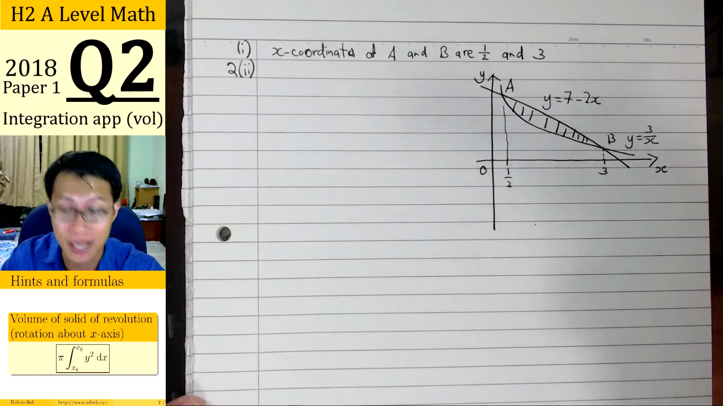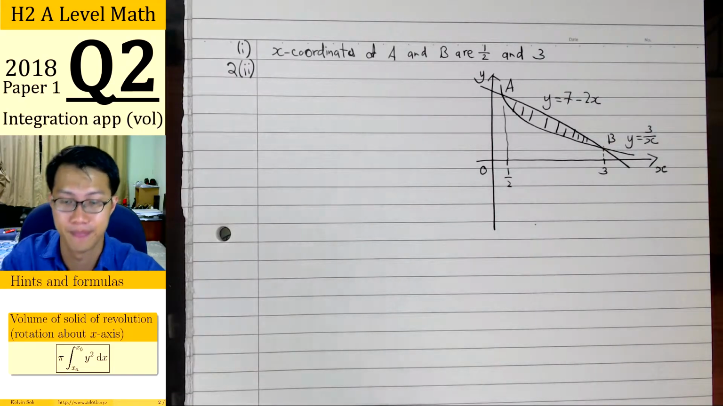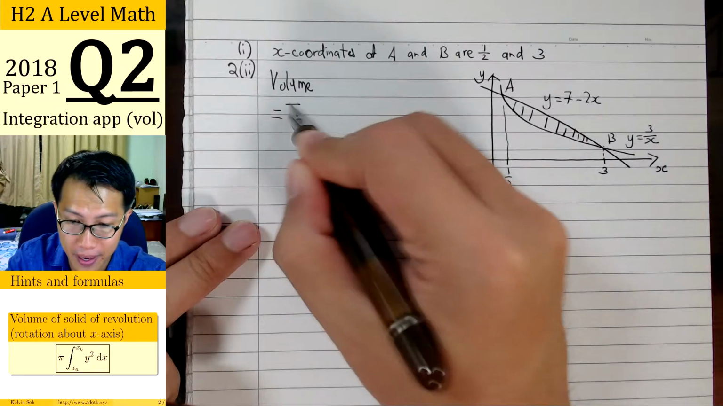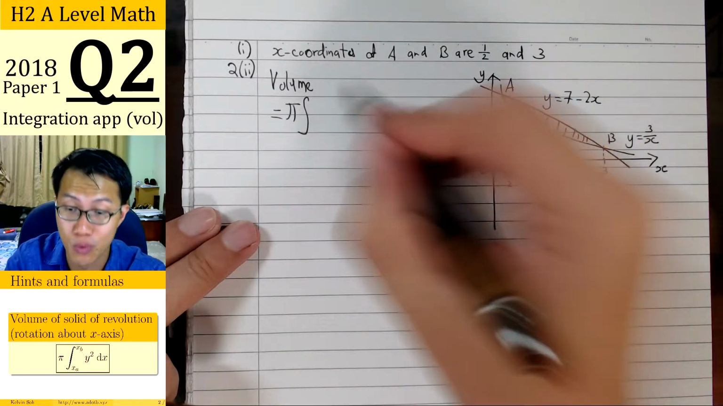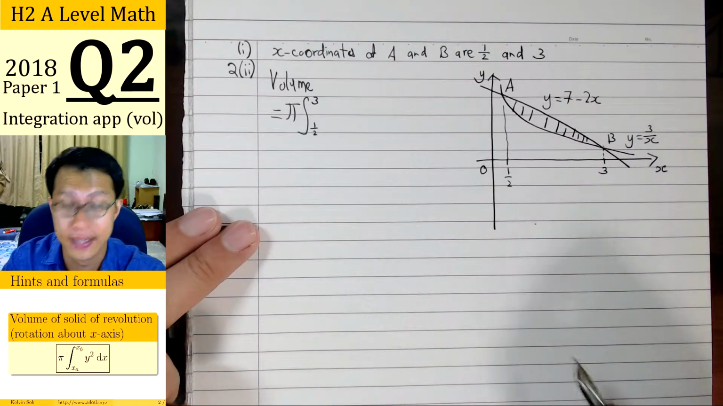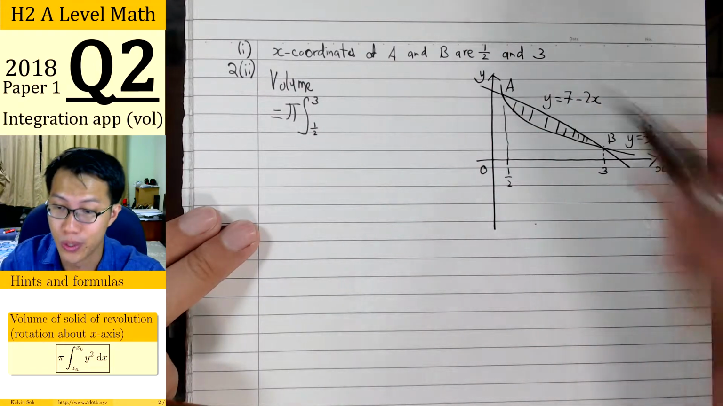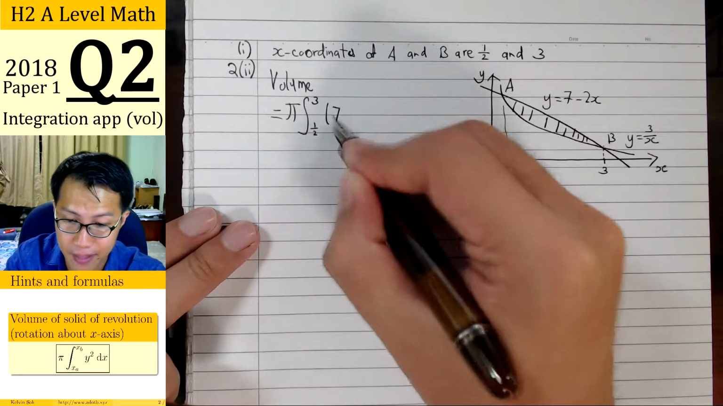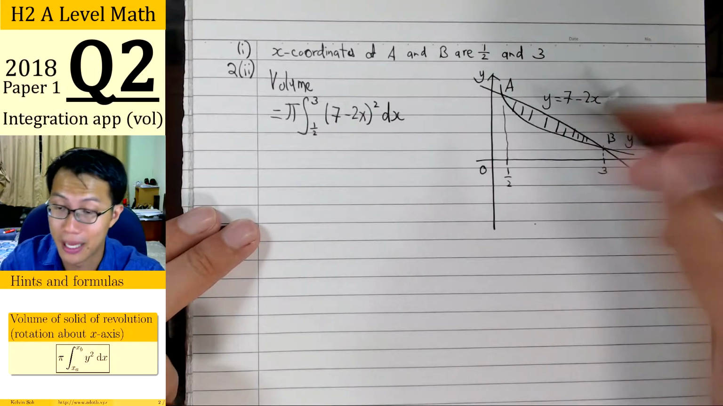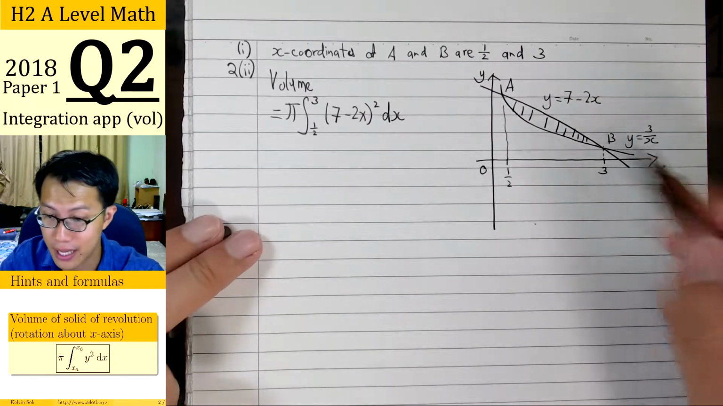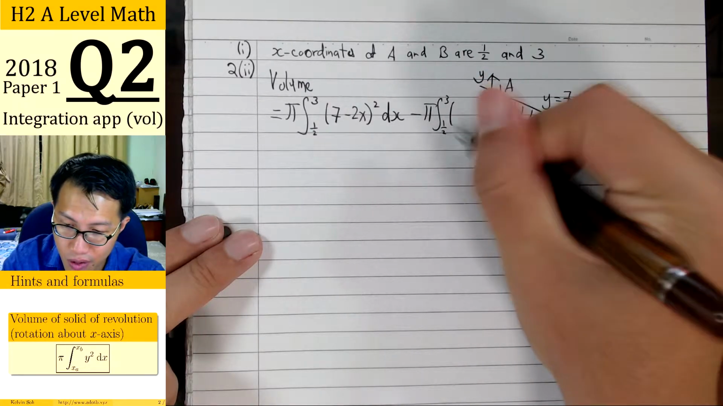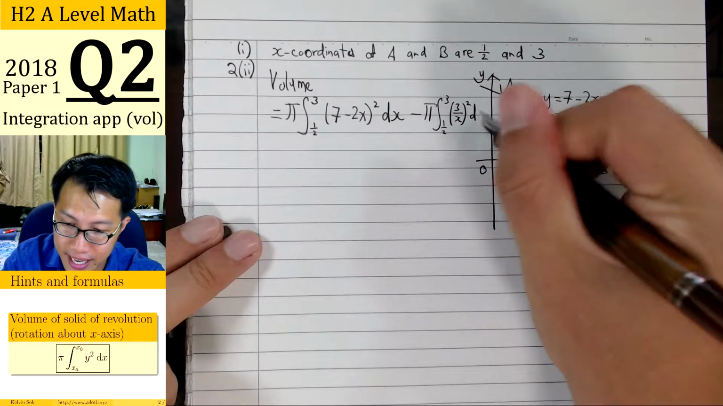So let's apply the formula for both our line as well as our curve. The volume required by the question will be given by pi integrate of, the limits will be from half to 3. The curve on top is the line. So we will apply the formula for the line first. 7 minus 2x squared dx. Then we apply the formula for the curve that is below. So we have minus pi with the same limits, half and 3, 3 over x squared dx.